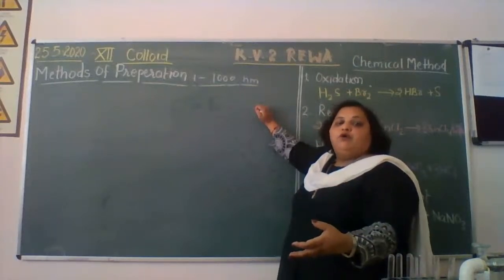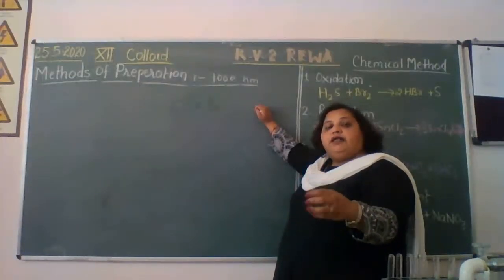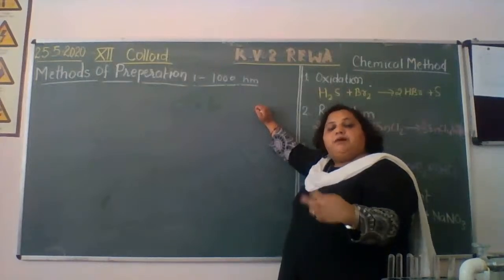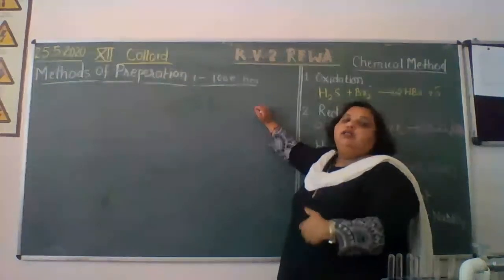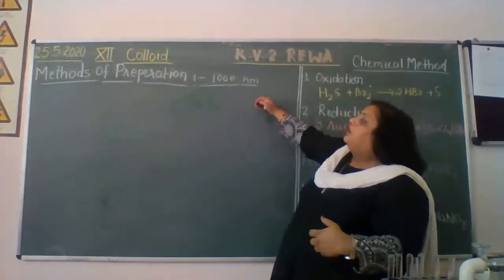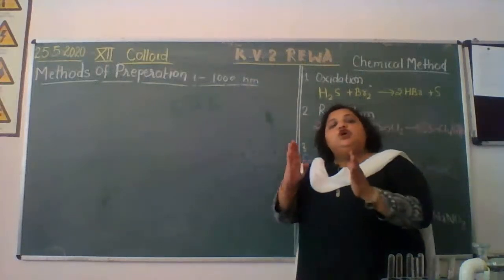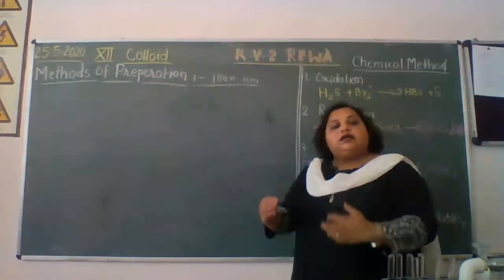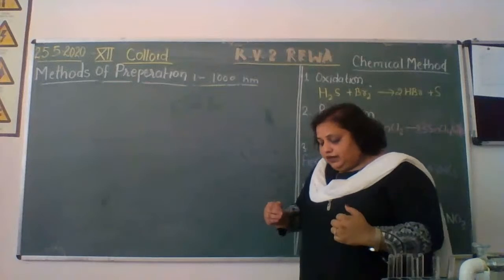What method do you have to apply? You have to apply the method in which the particles are going to combine together, so that by combining together, their size becomes greater and they fall in the size range of the colloidal size. And for this purpose, two types of methods are there. They are categorized into two different kinds of methods.